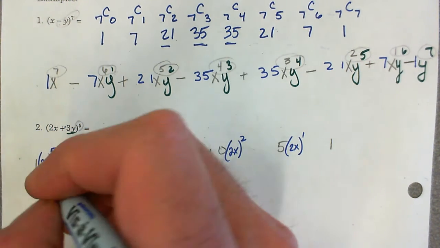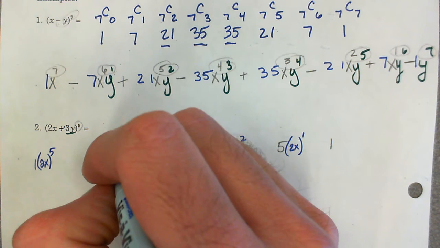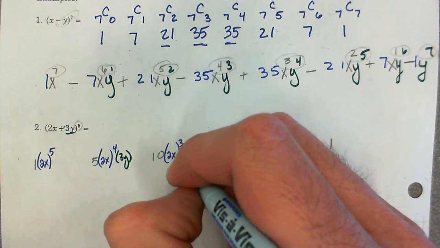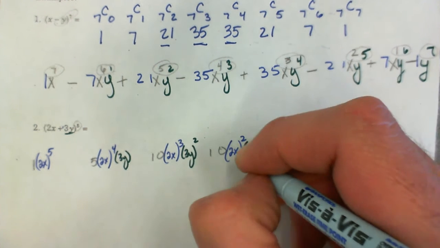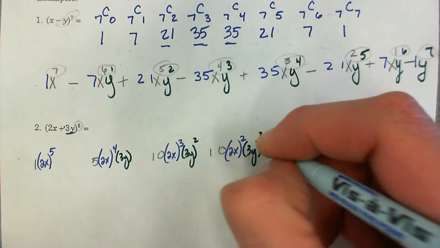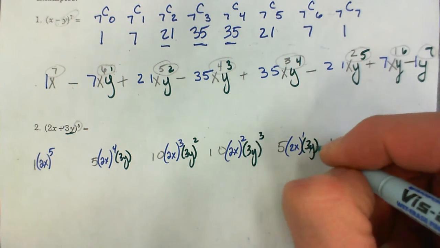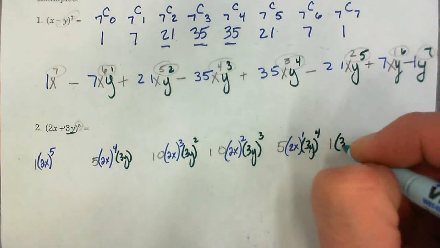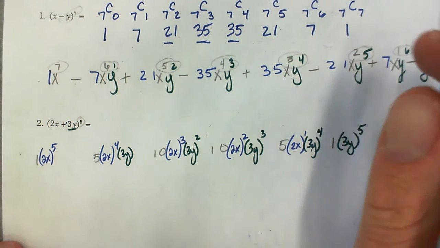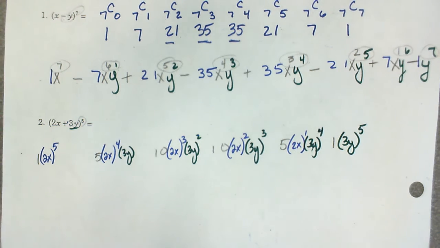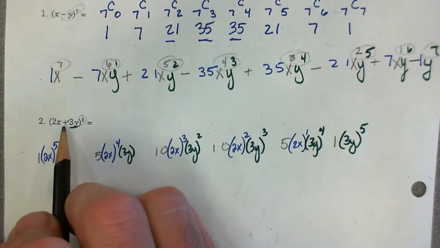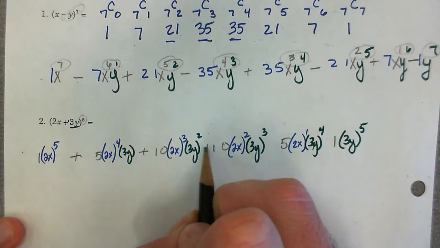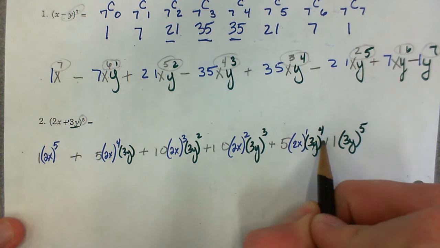Your next value is the 3y. So here we have no 3y's. Here we're going to have 3y to the first. This is 3y to the second. This is 3y to the third. 3y to the fourth. And here this is 3y to the fifth. And then for the sign values, since everything's positive, these are all plus signs. So we fill these in with all positive signs.